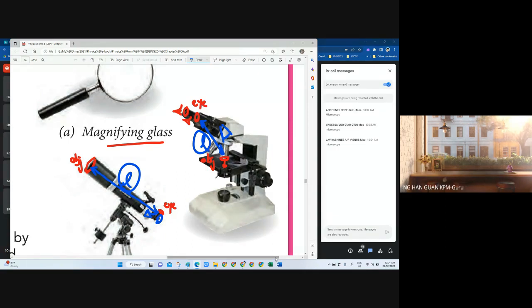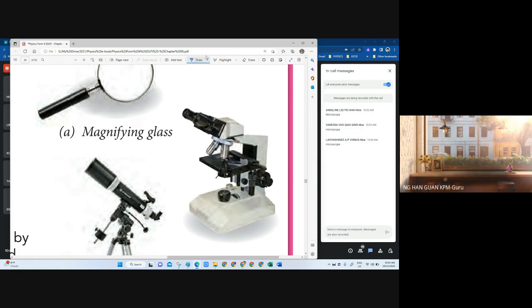So maybe I should create a poll to let you choose. I'm wasting my time asking for your response. Okay. So, the one with adjustable length between the lenses is not the microscope. It's the telescope.